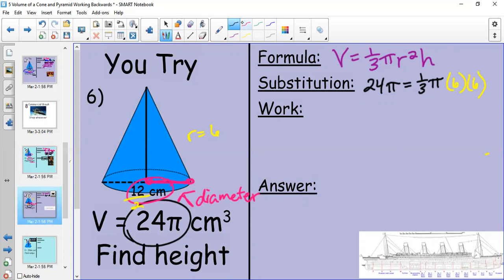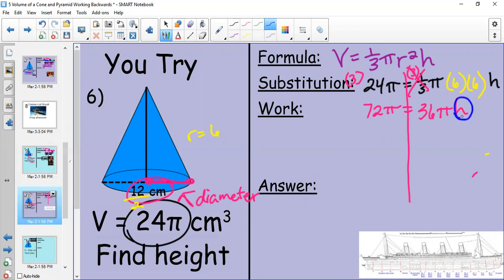And we're still trying to find the height. Okay, so let's get rid of the 1/3 first by multiplying by 3. 24 times 3 is 72, so we have 72 pi. The 1/3 canceled out the 3. And then I'm just going to rearrange this and put the number first. So 6 times 6 is 36, and we still have a pi, and we still have a height.